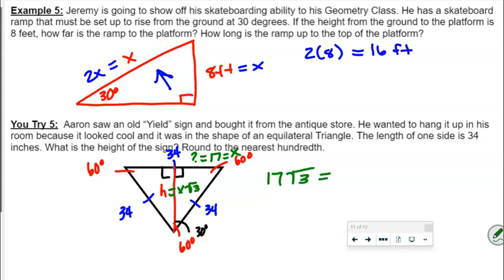Go ahead and do that in your calculator, and make sure it's in classic form if it's a TI-30. So when I did this, I got that it was 29.44 inches, right? Because it says to the nearest hundredth, I want 2 decimals.